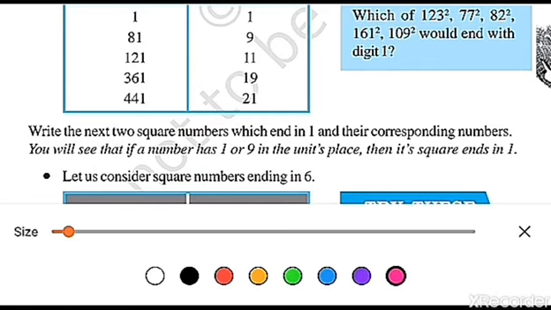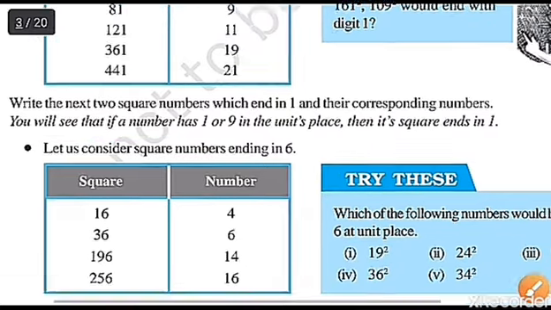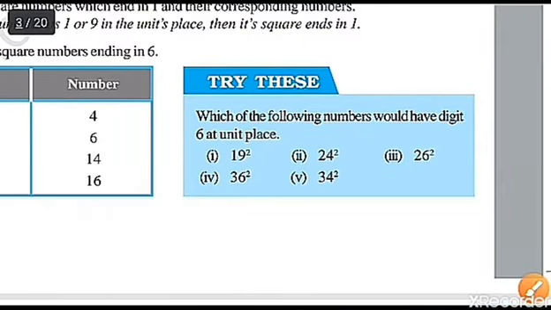So it is clear here that if a number has 1 or 9 in its unit place, then its square ends in 1. You can see here its square is ending in 1 and its square is ending in 1.